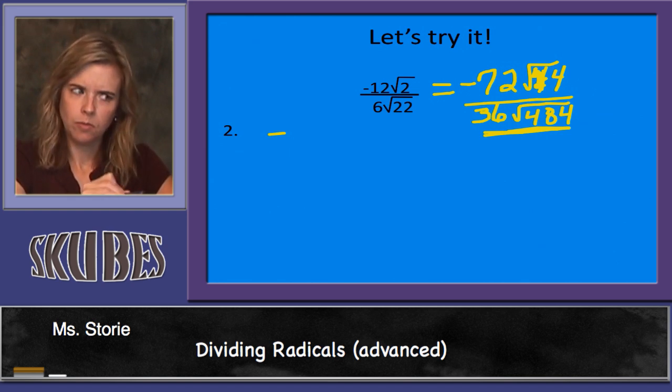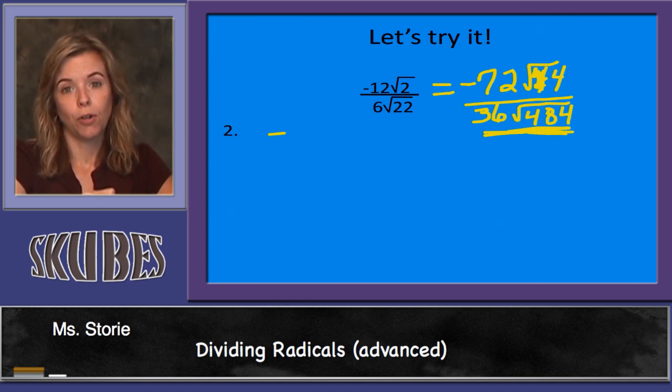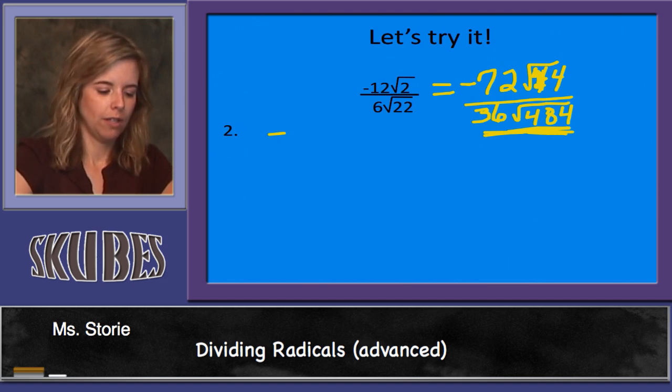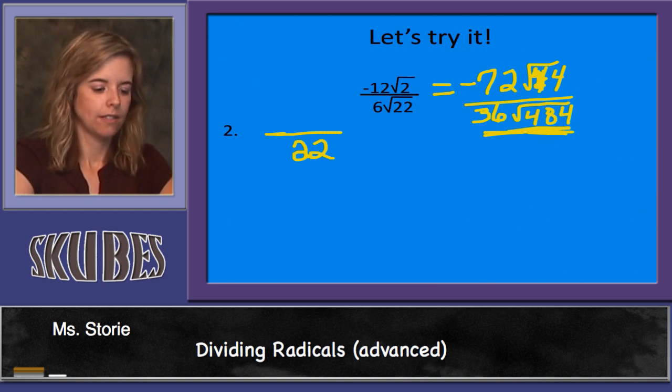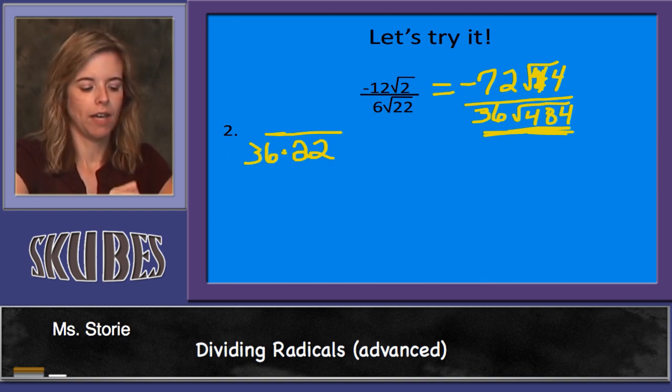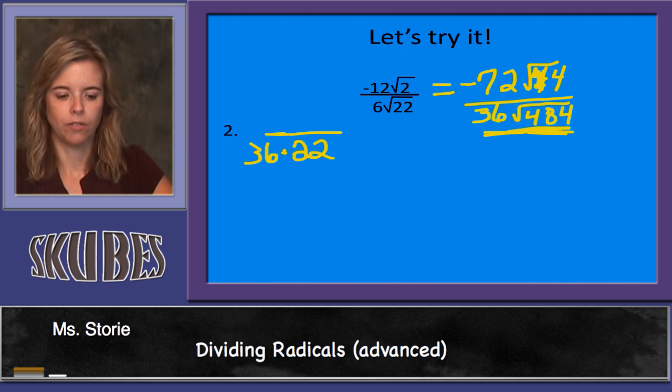484. Didn't we just multiply 22 times 22? So this would make it a perfect square. So the square root of 484 would actually be 22. And 36 gets multiplied by it because 36 was a whole number.